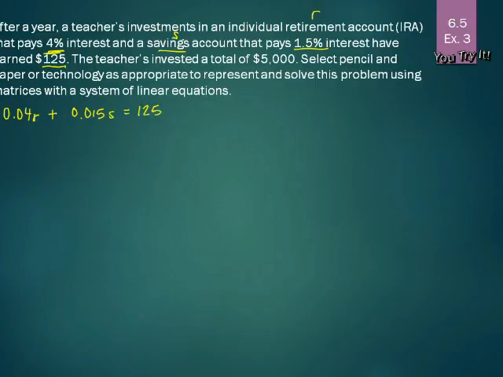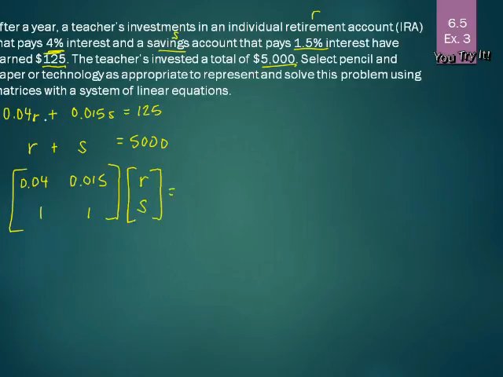And then for the other equation, it tells us she invested $5,000. And so we know that R and S, the amount of money she puts into both accounts, should add to 5,000. So then to put that into a matrix, we would just use our coefficients. So 4/100, 15 thousandths, and then 1, 1. And then times R, S, since the R variable comes first, equals 125, 5,000.